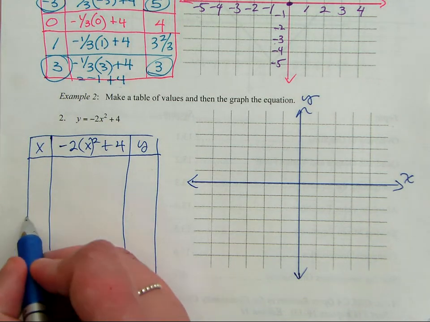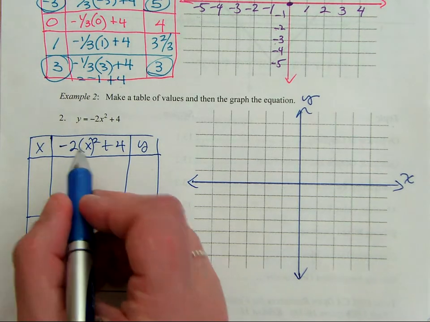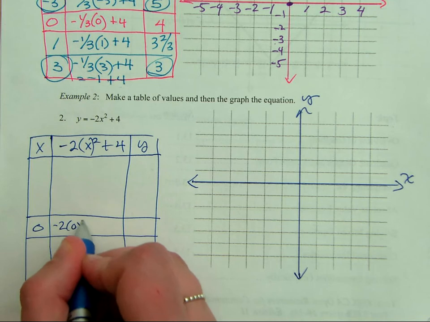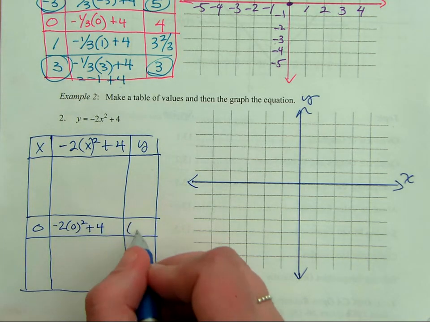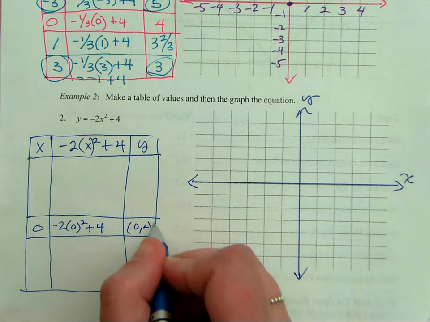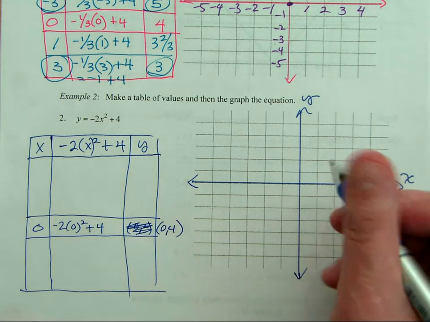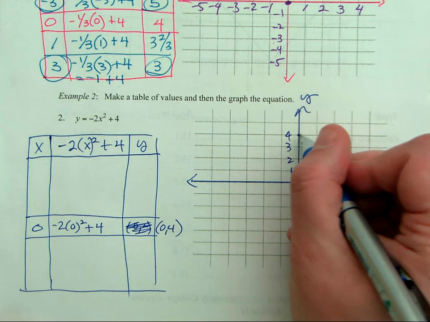0. And I'm putting that in the middle just so that I'm putting it in order. So if I plug in 0, I get -2 times 0 squared plus 4. And any ideas what that is? Yeah, 4. I was writing the ordered pairs. 0, 4. So up 1, 2, 3, 4.